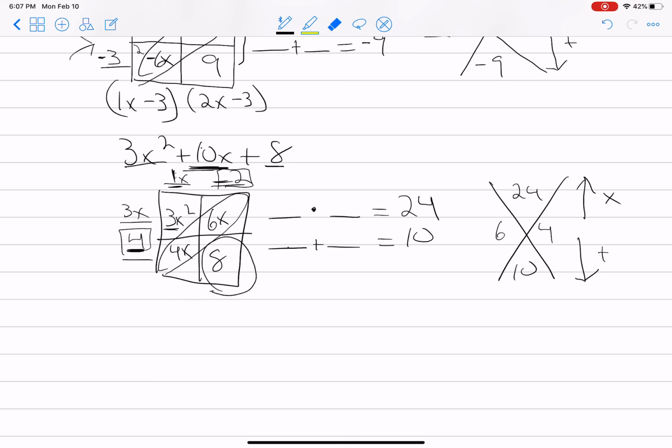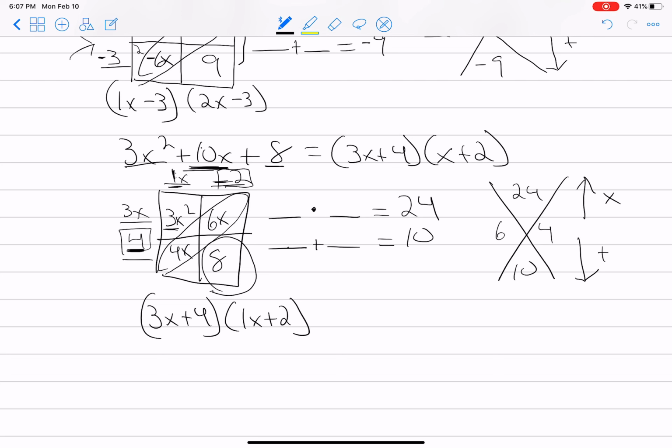So I'm sitting here dreaming about Lear jets and coupes, and I see 3x plus 4 right here. And I see 1x plus 2 out here, meaning the factors of this became 3x plus 4 times x plus 2. Factors. You just factored this last one, okay?